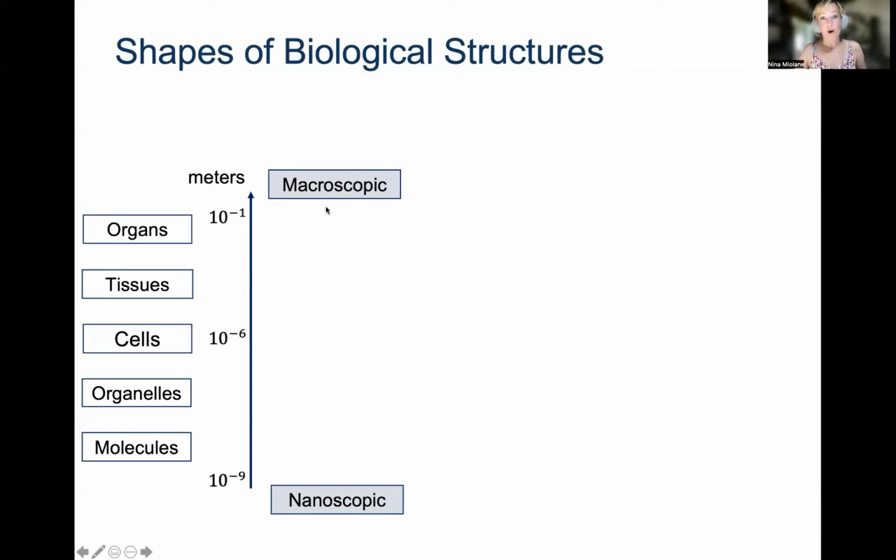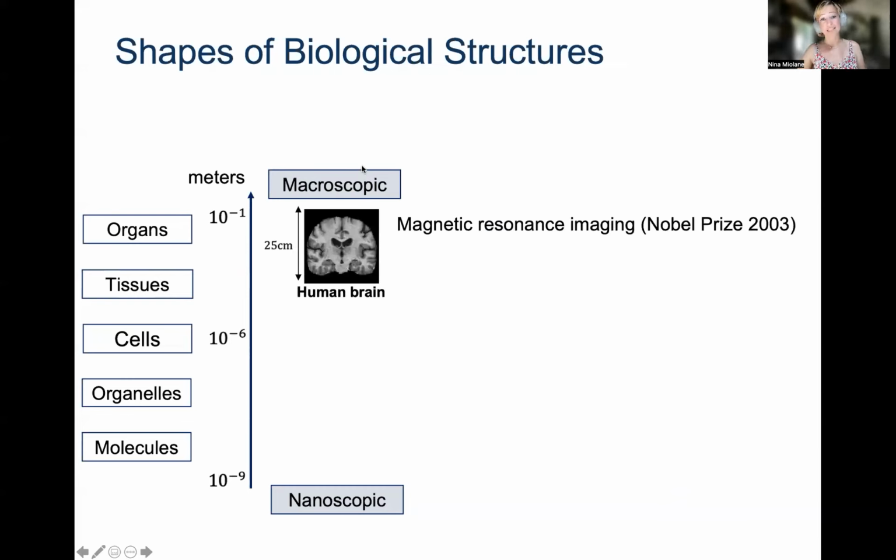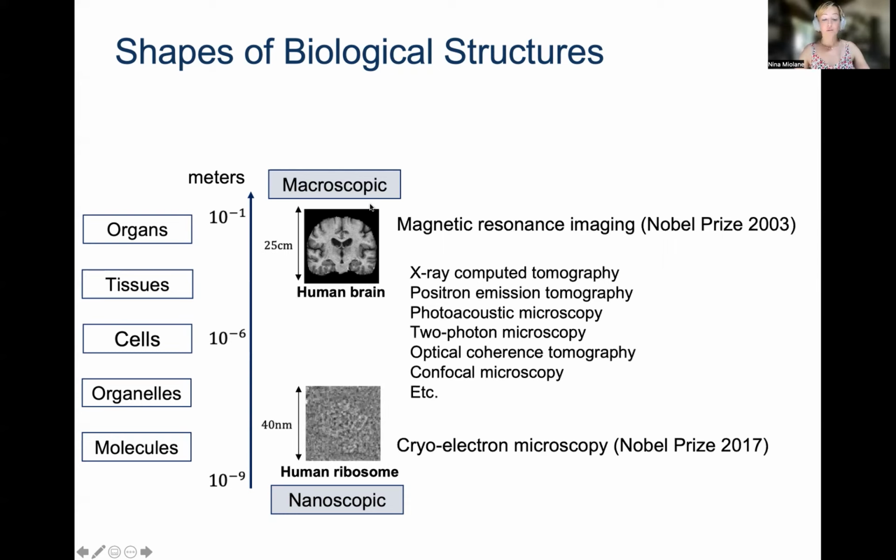We have access to a wide range of imaging techniques that allow us to observe these biological structures. At the macroscopic scale, for example, we have MRI, or magnetic resonance imaging, that allows us to observe human brains. But all the way down to the nanoscopic scale, we have other techniques, ending with cryo-electron microscopy, which allows us to look at biomolecules, such as the human ribosome.